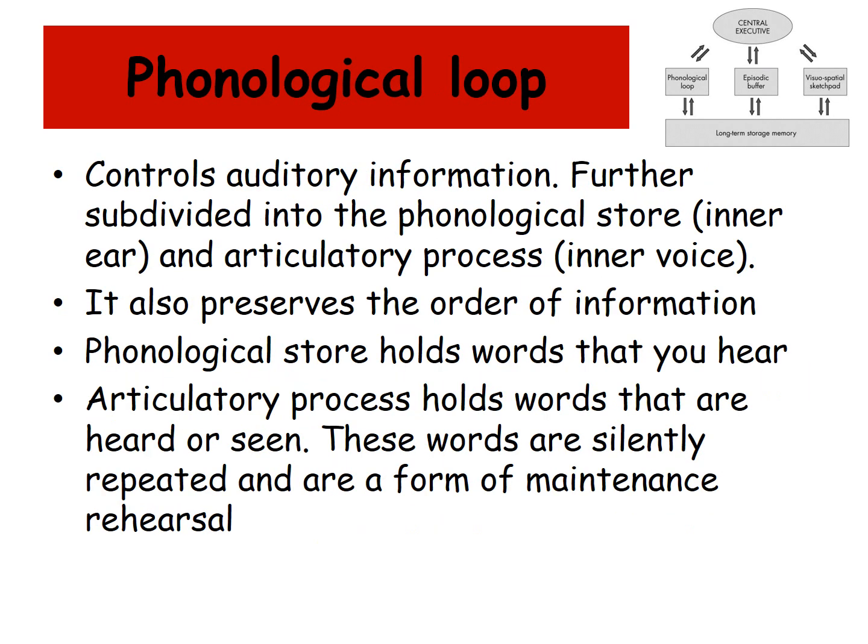Phonological loop, so it is two different parts, the inner ear and the inner voice: the phonological store and the articulatory process, and it preserves the order of information as well. So that is when we go right, A, then B, then C, etc. The phonological store holds the words that you hear, so that is that echo that I talked about earlier. The articulatory process is about words that are heard or seen, so words that are repeated themselves, hearing a voice when you read, etc. And it's thought that these are a form of maintenance process.